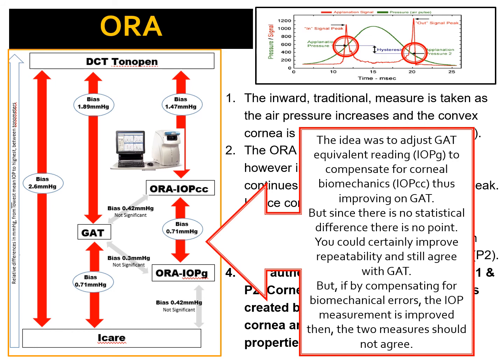They did not want it to disagree with GAT because they feel that GAT's the thing they've got to compare to. So if you're going to have an improvement on GAT, one could argue it should differ from GAT. Well, it doesn't. So if by compensating for biomechanical errors the IOP measurement is improved, then the two measures should really not agree. And if they do agree, then there's frankly no point spending like £6,000 or £7,000 or £8,000 on a machine that doesn't differ from GAT. That's my opinion. Luce and Taylor will have a different argument.